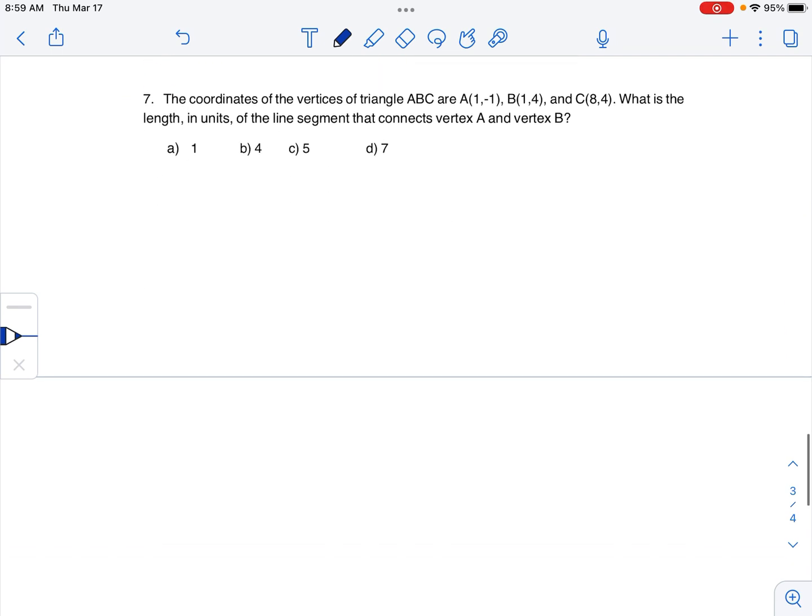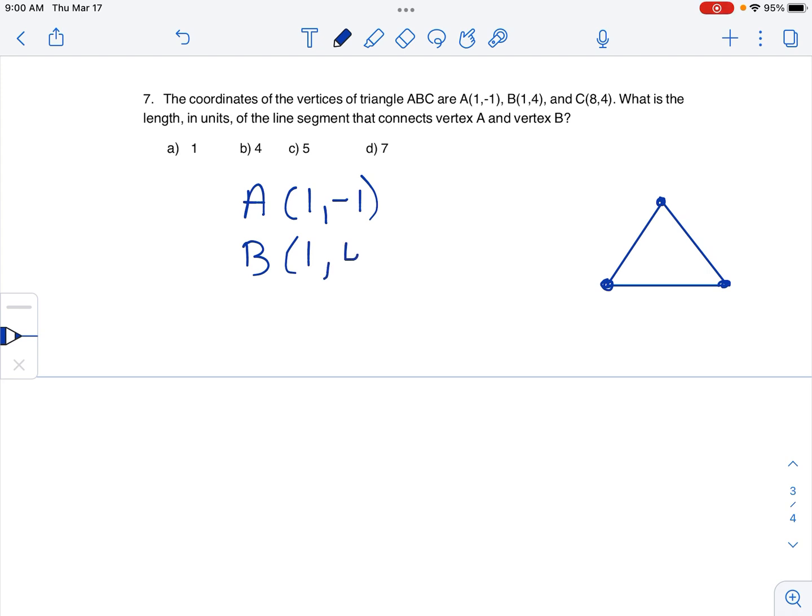All right, our last question here. Number 7, we have these 4 vertices of a triangle. Again, vertices of a triangle are where the line segments meet. That's called a vertex. So we want to know what's the distance connecting vertex A and vertex B. So let's line them up one on top of each other. 1, negative 1 for A, and for B, 1, positive 4.